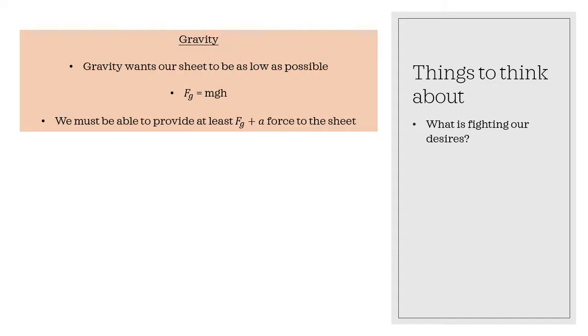So in order to counteract that, we need to be able to provide at least that force of gravity plus some extra, because if it's too low, we need to be able to send it up. And if we can't provide more force going up, then gravity is going to keep it at that height. If the sum of our forces is 0, we get no change.